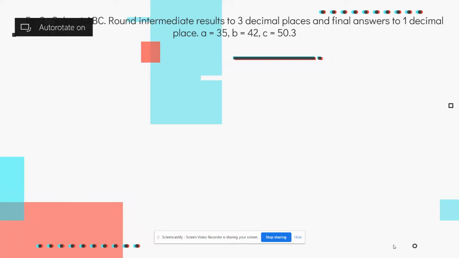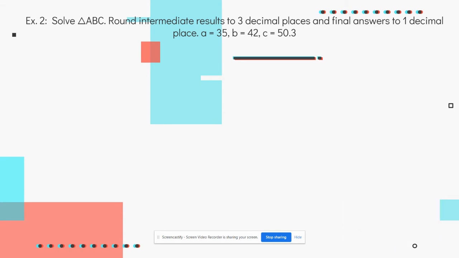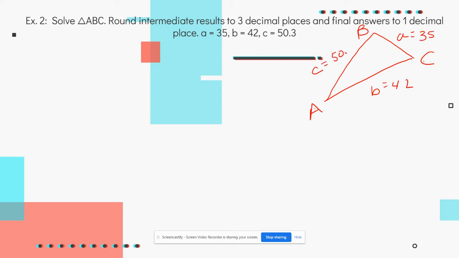Okay, next question. Again, sometimes you're going to be given the triangle. I thought I would try to do examples that are a little bit harder, which is without the triangle. At least that's harder, I think. I'm not really sure. But let's go ahead and draw it. Capital letters are here, right, as angles, and the ones across from them are their lowercase letters, right? Let's fill in what was given. A was 35, B was 42, and C was 50.3.